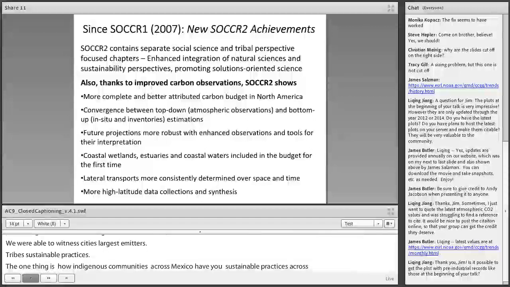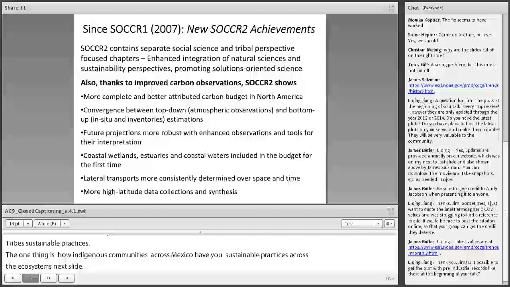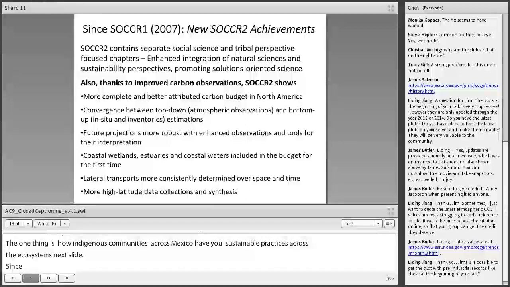So, some major new achievements since SOCCR1. Again, SOCCR2 contains many positive integrated social science and tribal perspective focused chapters, enhancing the integration of natural sciences with sustainability perspectives, promoting solutions-oriented science.